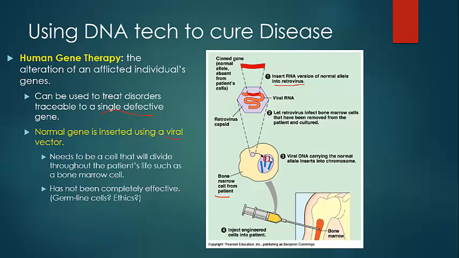So by doing this, we've effectively taken that dominant allele and incorporated it into the individual's DNA. These cells that now contain the dominant allele are injected back into the patient's bone marrow. These cells that have been genetically engineered to have the dominant allele will now continue to divide throughout that person's life. They will continue to make that functional protein and hopefully cure them of the disease.